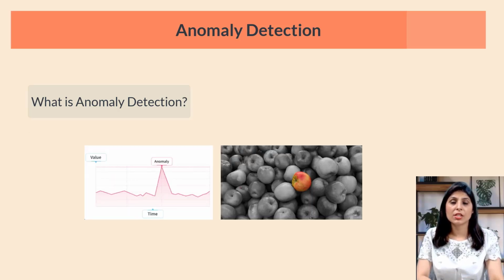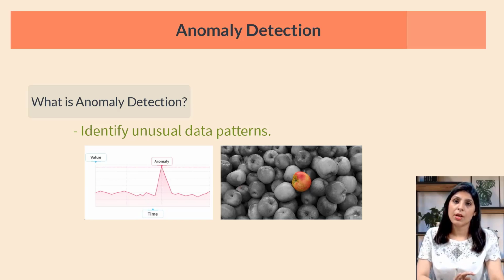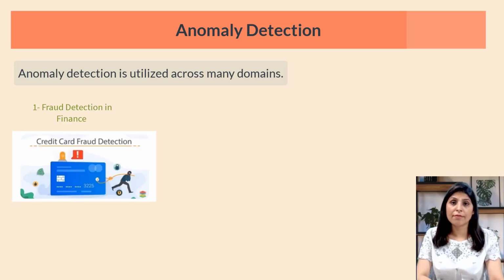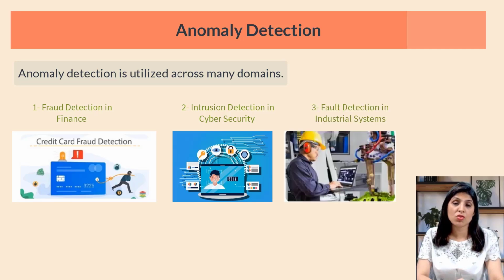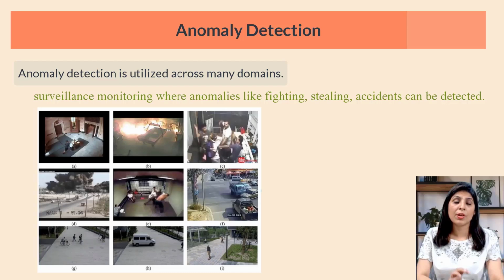So anomaly detection is the task of recognizing uncommon events, items or observations that are different from normal behavior or patterns. Using it we can spot patterns that don't match the expected behavior. Anomaly detection is used in various domains, like detecting fraud in finance and intrusion detection in cybersecurity. We can also use anomaly detection systems for fault detection in industrial systems, health monitoring in healthcare systems, or in surveillance monitoring, where anomalies like fighting, stealing and accidents can be detected.